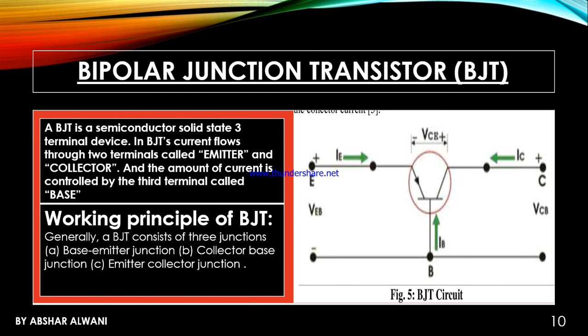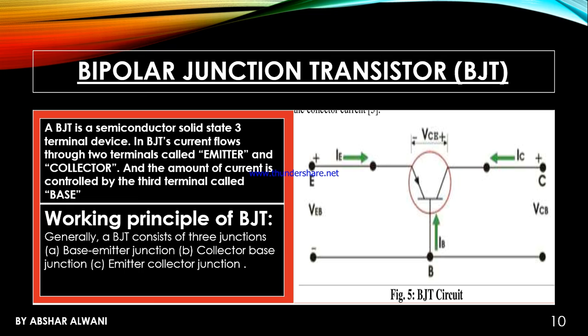Bipolar junction transistor, BJT. A BJT is a semiconductor solid state 3-terminal device. In a BJT, current flows through 2 terminals called emitter and collector, and the amount of the current is controlled by the third terminal called base. Here is the circuit diagram of BJT. Working principles of BJT. Generally, a BJT consists of 3 junctions: a base emitter junction, collector base junction, and emitter collector junction.